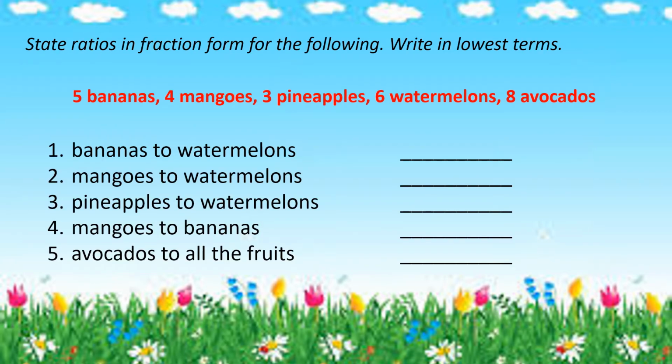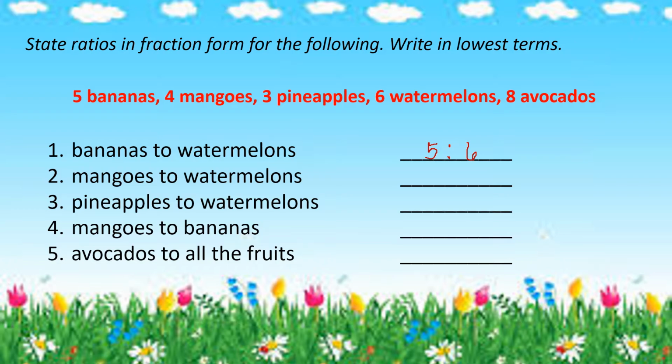State ratios in fraction form for the following. Write in lowest terms. Say for example, we have 5 bananas, 4 mangoes, 3 pineapples, 6 watermelons, and 8 avocados. Number 1, what is the ratio of bananas to watermelons? Since there are 5 bananas and 6 watermelons, the ratio of bananas to watermelons is 5 is to 6.